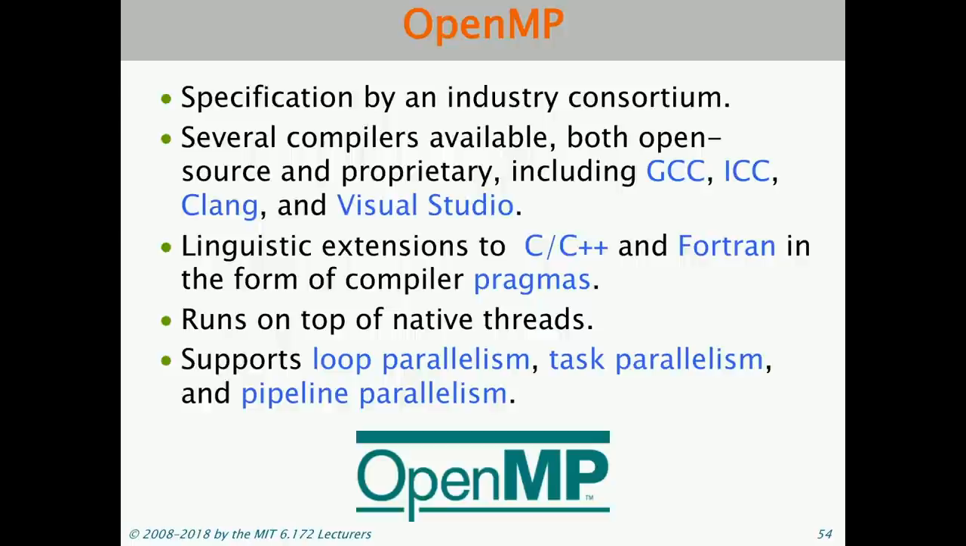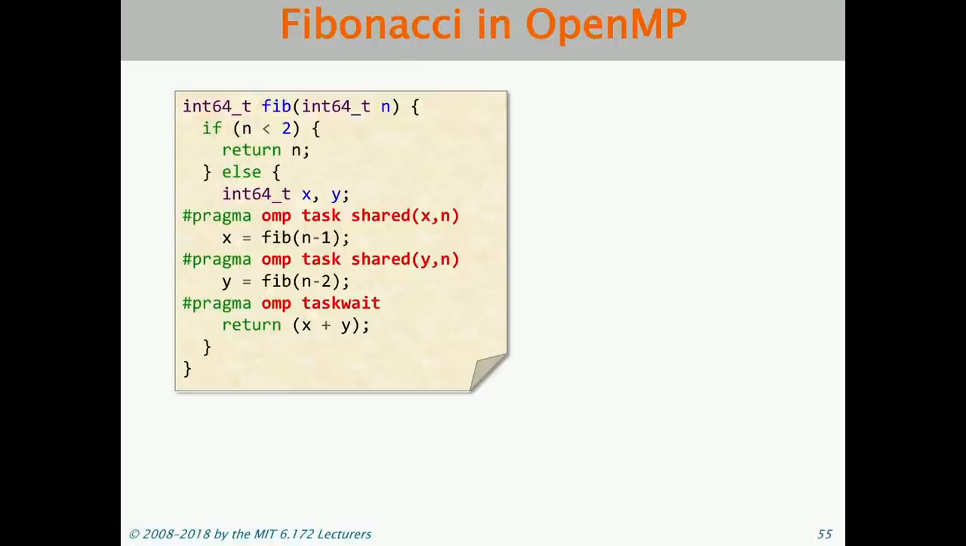So let's look at how we can implement Fibonacci in OpenMP. This is the entire code. I want you to compare this to the pthreads implementation that we saw 10 minutes ago. This code is much cleaner than the pthreads implementation, and it also performs better. So let's see how this code works.